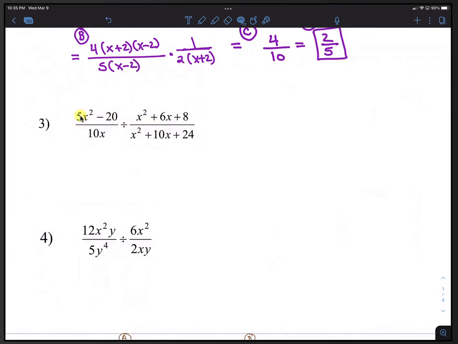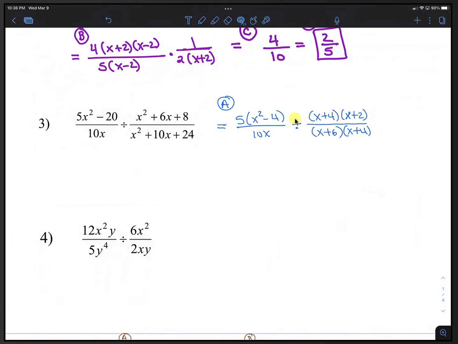So the 5x squared minus 20, I'm going to factor out a 5 from that. I can factor the x squared plus 6x plus 8 into x plus 4 times x plus 2. And the x squared plus 10x plus 24 will factor into x plus 6 times x plus 4. So that results in what we have here in step A.